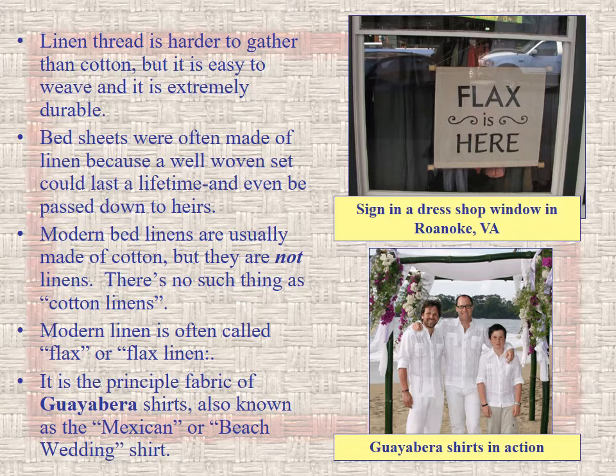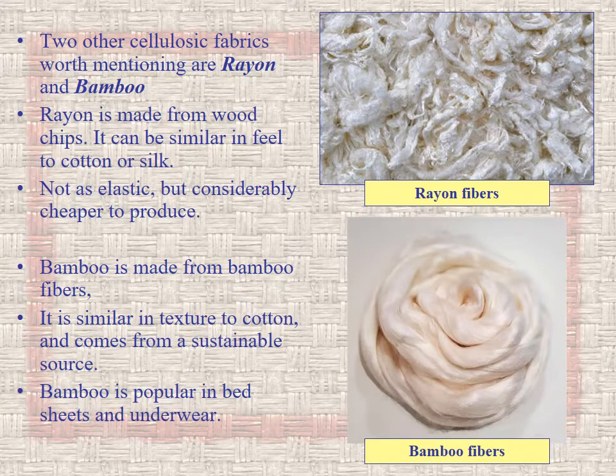Now, here's an interesting thing. Bed sheets were often made of linen because if you had a nice, well-woven set, it could last more than a lifetime and even be passed down, a trousseau, to your heirs. So that could be several generations. Now, this being said, if you go to Walmart and Target and you see bed linens, those are not linens. They're made of cotton. There's no such thing as a cotton linen. They just kept the term bed linens, even though they are actually bed cottons. I hope that clears things up.